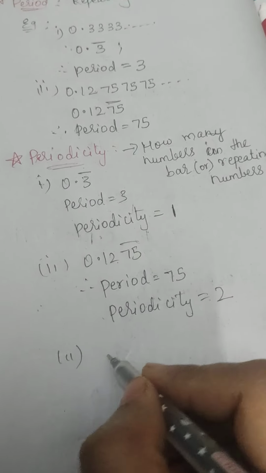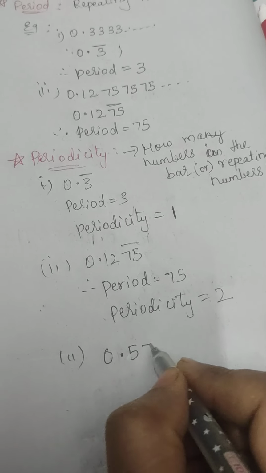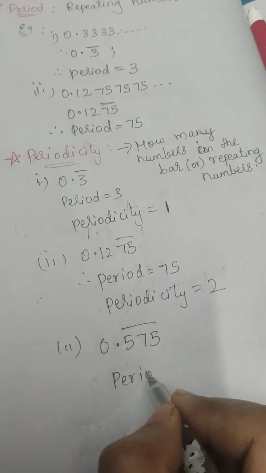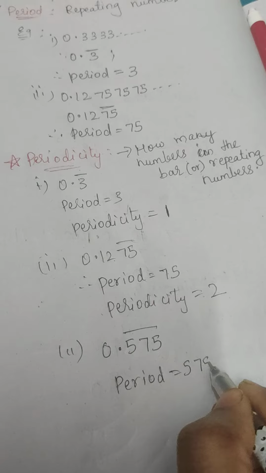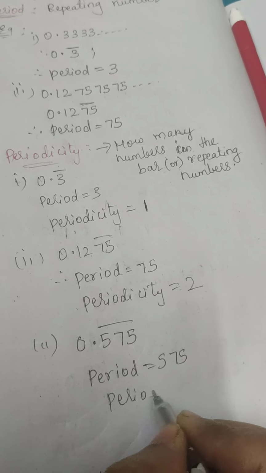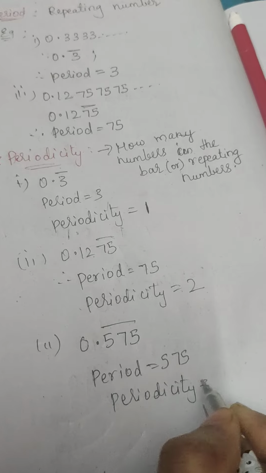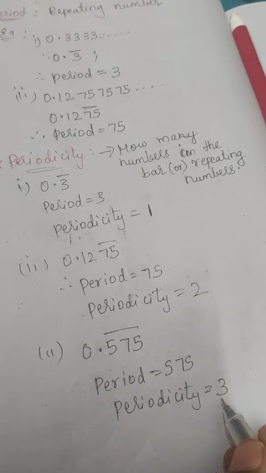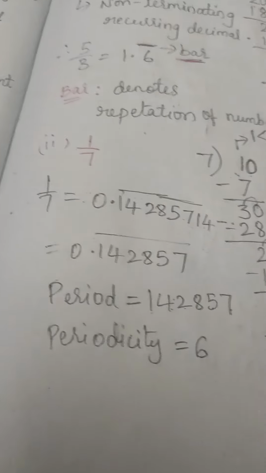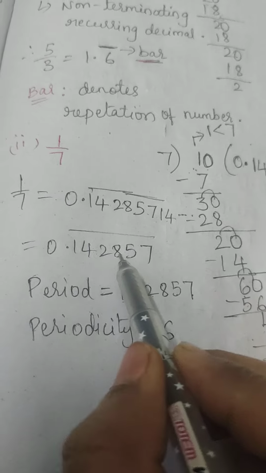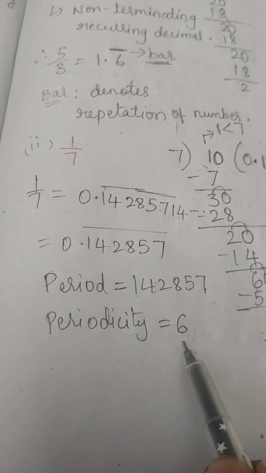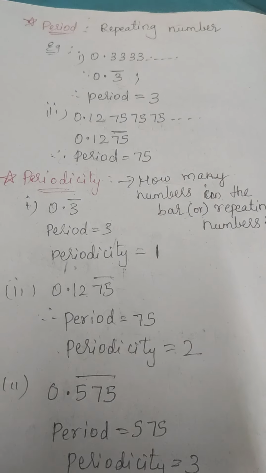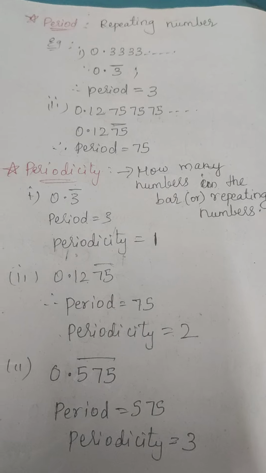Suppose three numbers are repeating, say 0.575 bar. Three numbers are repeating here. Here the period is equal to 575 and periodicity will be 3. If four numbers are repeating, then periodicity will be 4. For example, in the previous one we have seen, how many numbers are repeating? 1, 2, 3, 4, 5, 6 numbers are repeating, so we take periodicity 6. This is about period and periodicity. We will see the next topics in the next video.